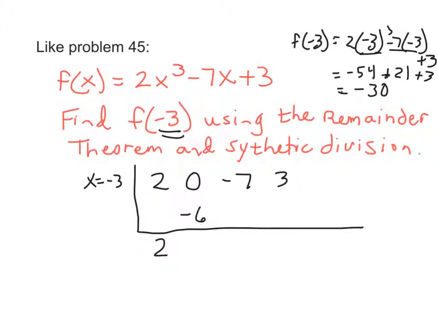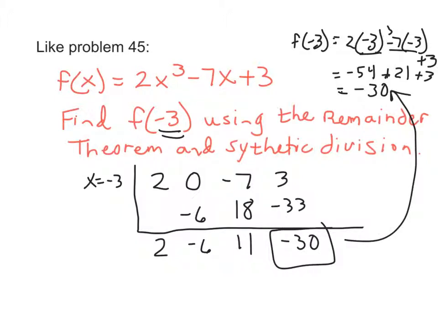Multiply negative 6, add negative 6, multiply 18, add 11, multiply negative 33, add negative 30, and bingo, ladies and gentlemen, I have the y value right there, which is a whole lot better and more legible than my scratch up there in the corner. That is it. That's all you do to find the value of f using synthetic division.